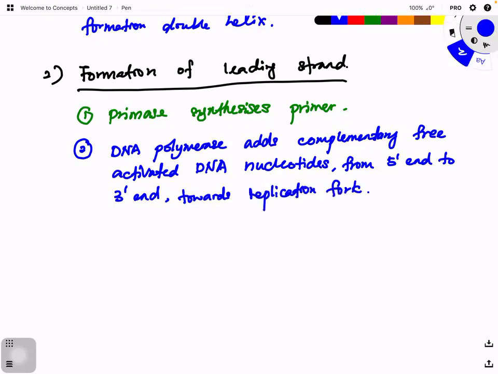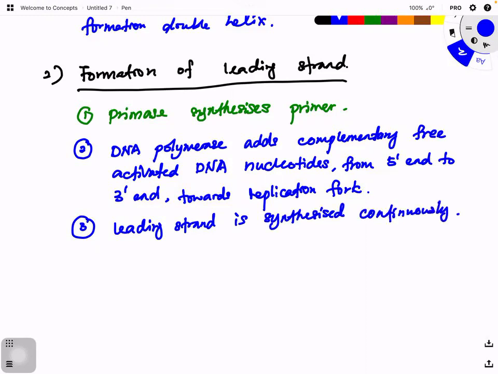So DNA polymerase adds the complementary free activated DNA nucleotides from 5' end to 3' end towards the replication fork. So the leading strand is synthesized continuously, forming a continuous leading strand. So this is the formation of the leading strand. Very simple and quick one. Are you clear when you write?